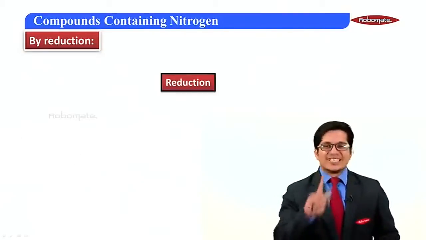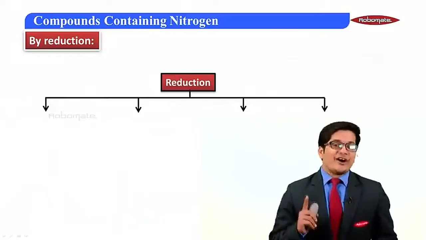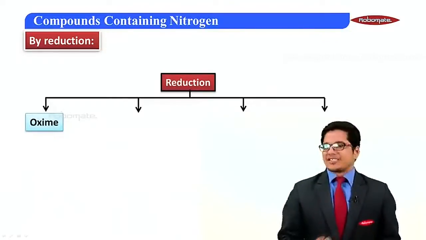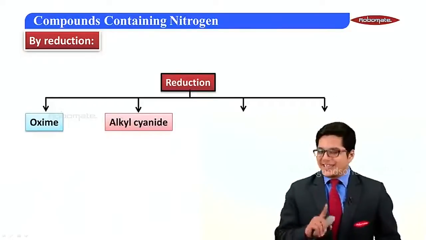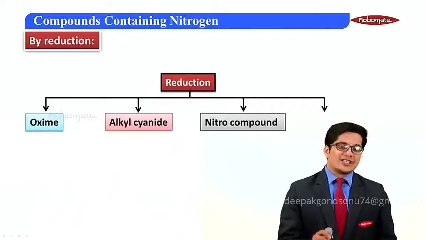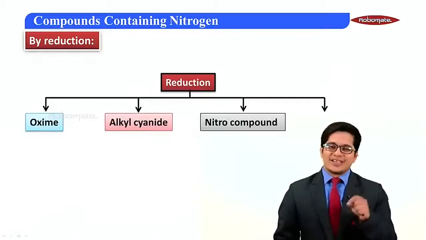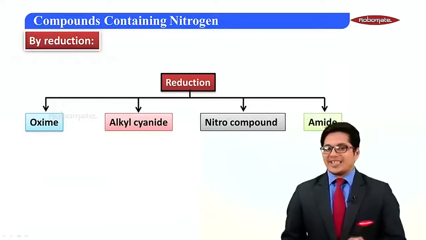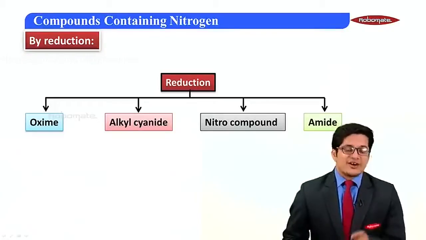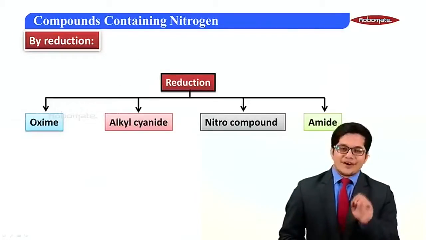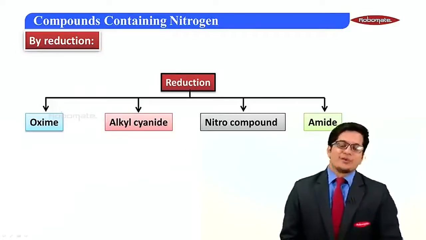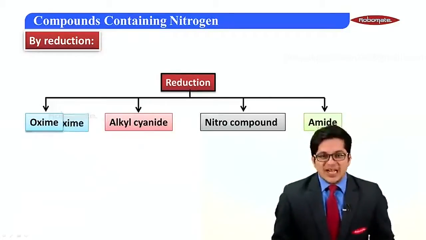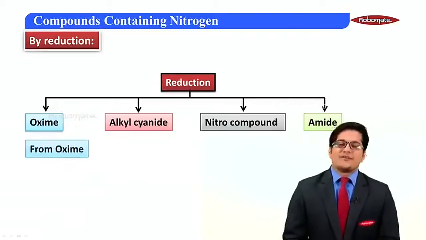First, let us see this. Reduction of oximes give us amine. Reduction of alkyl cyanide gives us amine. Or reduction of nitro compound gives us amine. And finally, the last one, that is reaction or reduction of amides gives us an amino group. Firstly, we would start with reduction of oximes.